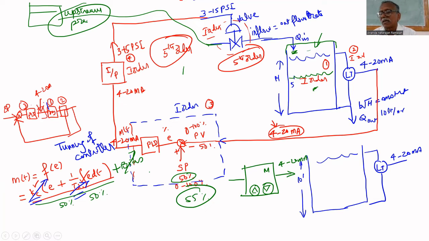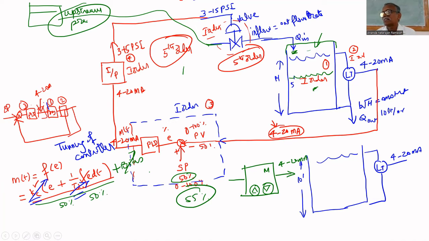Suppose in manual mode, I am adjusting the controller output to 12 milliamps. The level is settled at 50%. Now I transfer from manual mode to auto mode. What is the controller output?